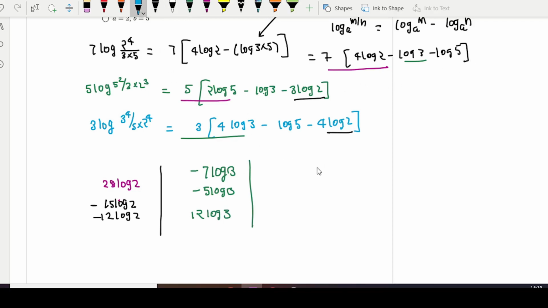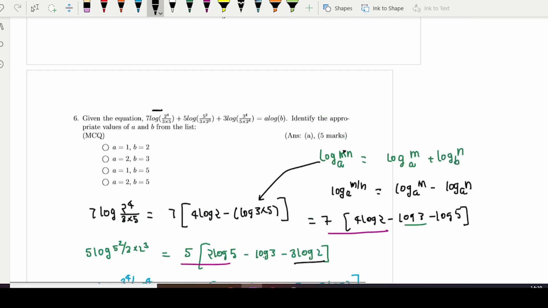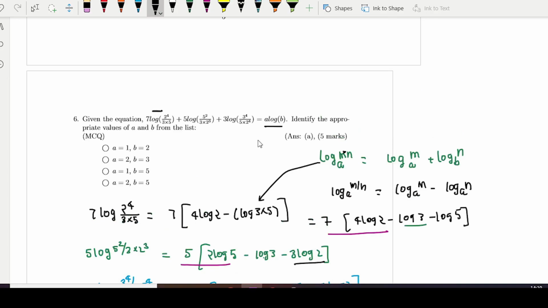Finally, minus 7 log 5, 10 log 5, and minus 3 log 5. So this term will balance, this will also balance, and finally it will give log 2 only. It is asking about the value of a and b. So a log b is equal to log 2, so a is equal to 1, b is equal to 2.